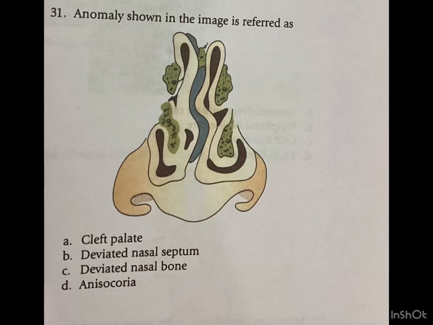Anomaly shown in the image is referred as A, cleft palate, B, deviated nasal septum, C, deviated nasal bone, or D, anisocoria. Yes, the correct option is B, deviated nasal septum.